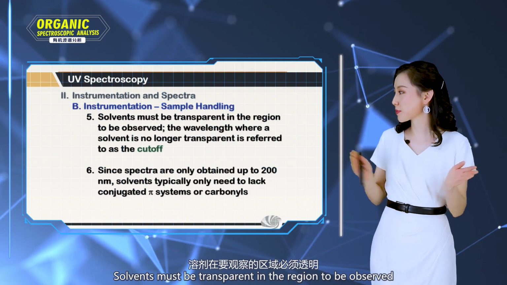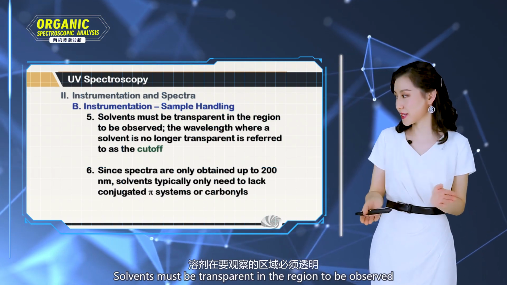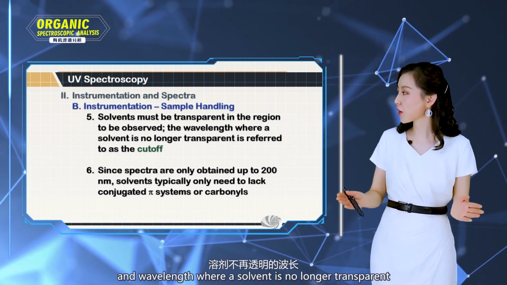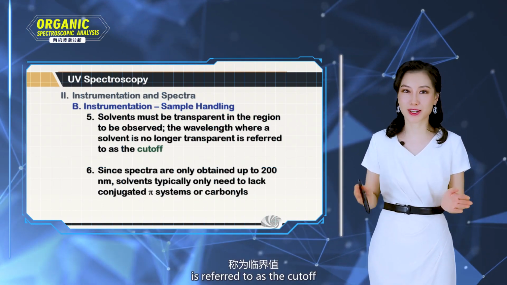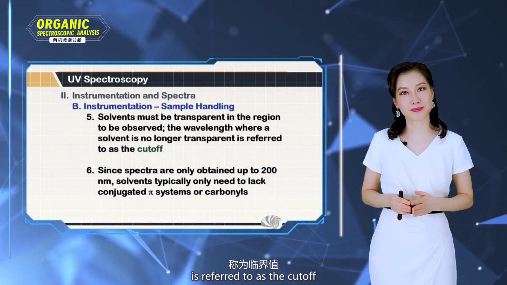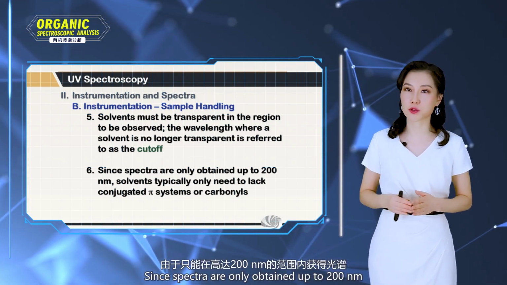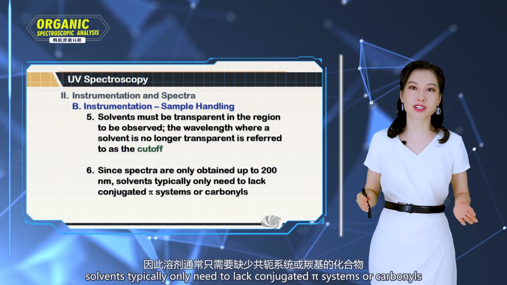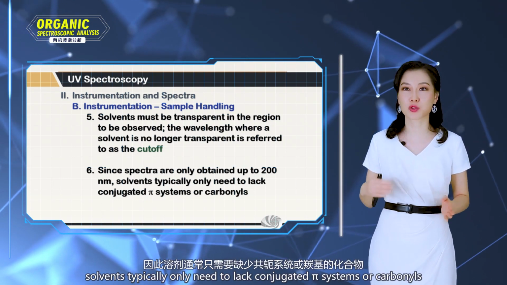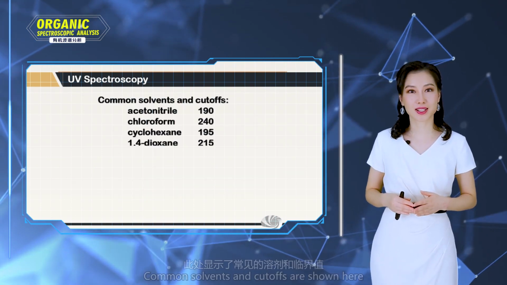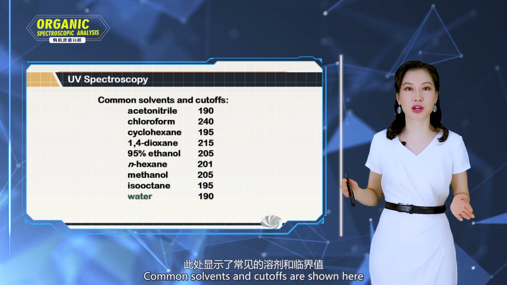The solvent must be transparent in the region to be observed, and the wavelength at which a solvent is no longer transparent is referred to as the cutoff. Since spectra are only obtained down to 200 nanometers, solvents typically only need to lack conjugated pi systems or carbonyls. Common solvents and cutoffs are shown here.